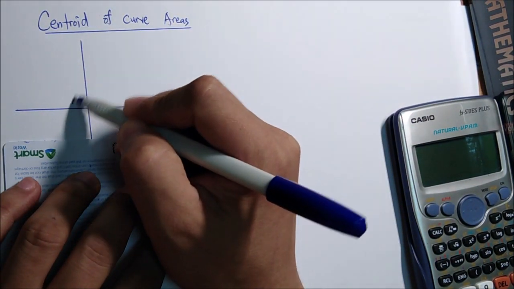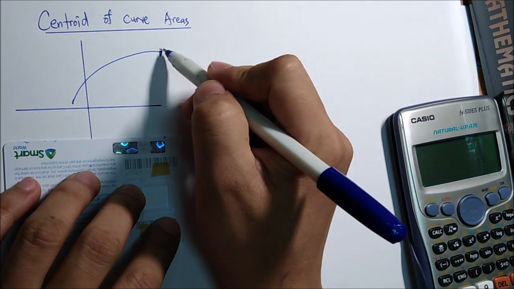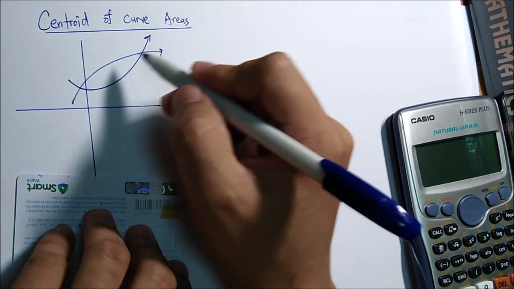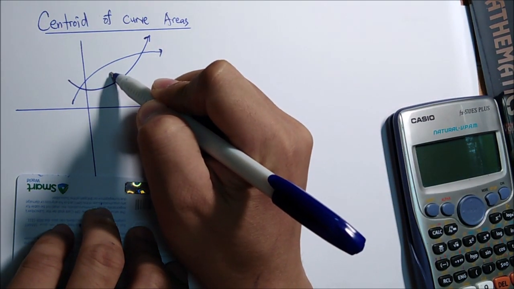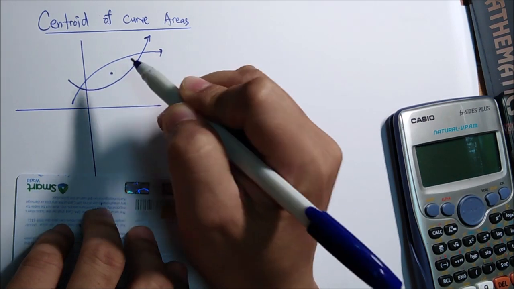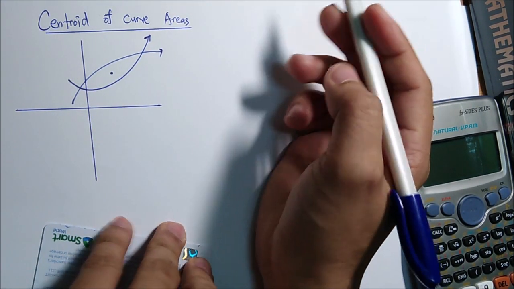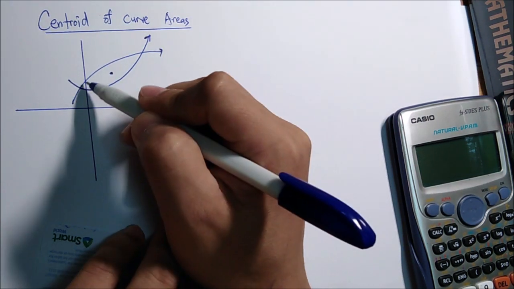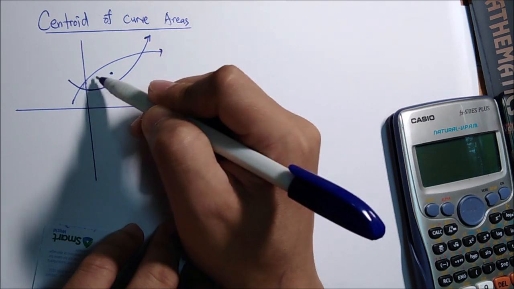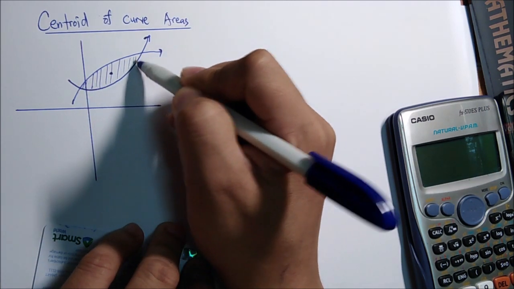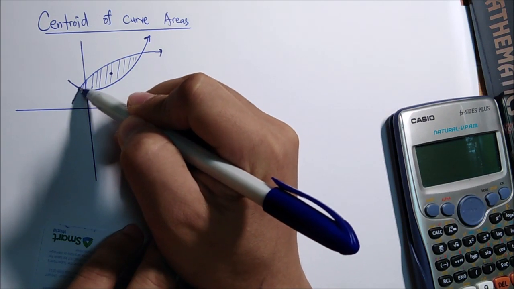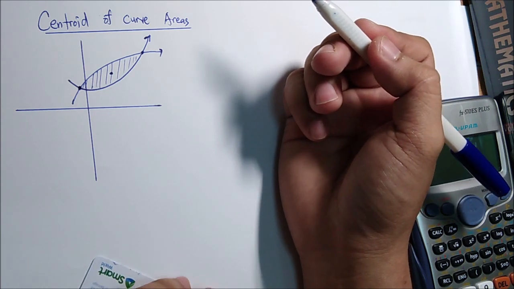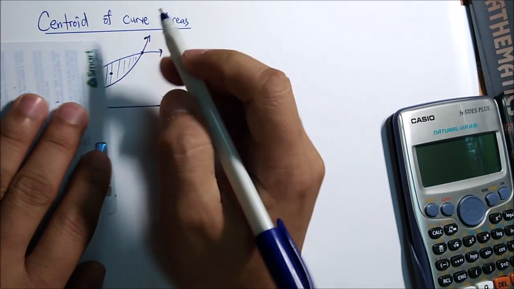Supposing we have a function and the other one, and we will find the centroid bounded by these curves. The first thing to do is to calculate the area. The second one is to calculate the intersection, because we will be needing this for our limits. And the next one is to calculate the centroid.